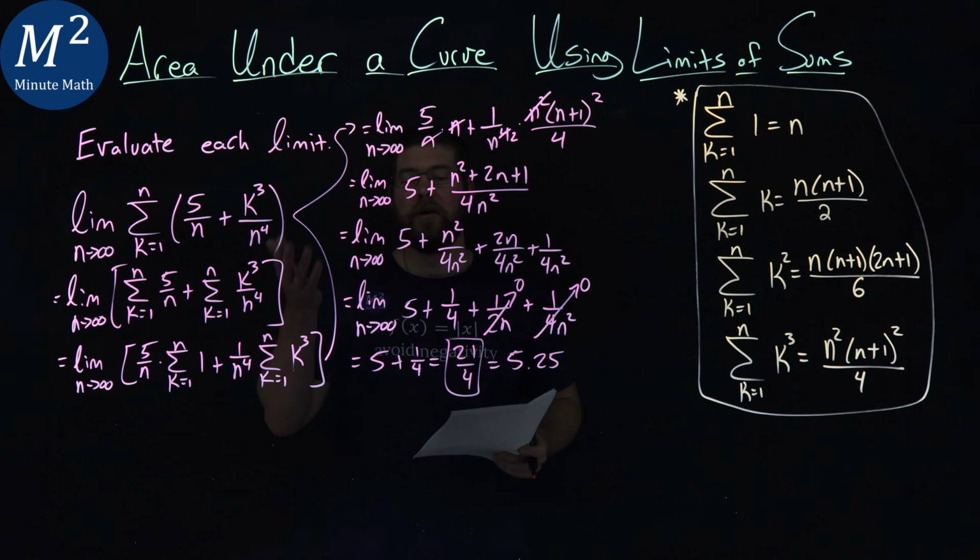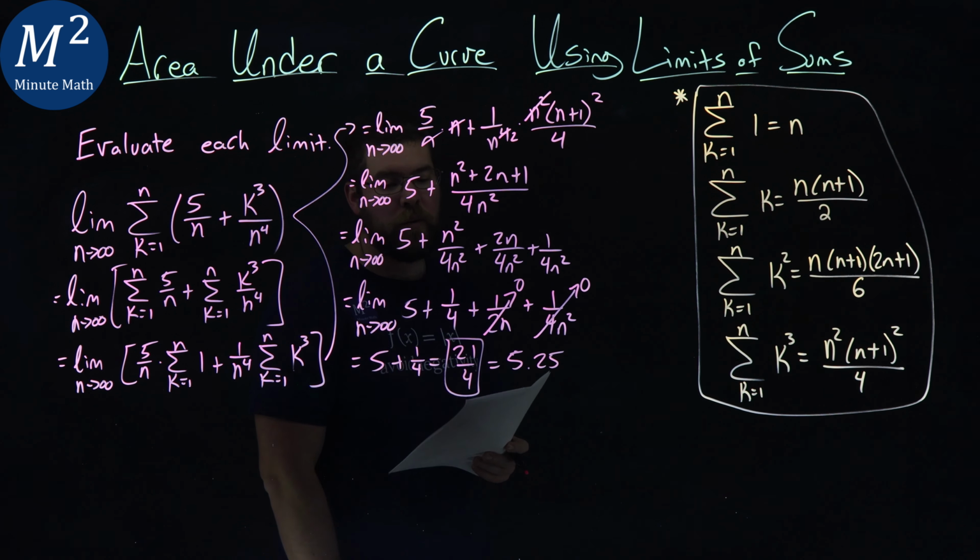So after all of this, our limit for our sum comes out to be 21 over 4, or 5.25.